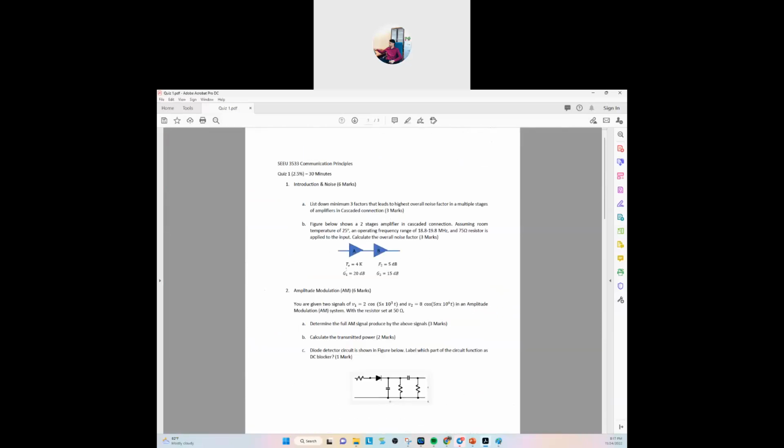This figure below shows a two-stage amplifier in cascaded connection. Two is just because this is a quiz, so I cannot give three, otherwise it becomes too long. So this is a cascaded connection assuming room temperature of 35 degrees Celsius.